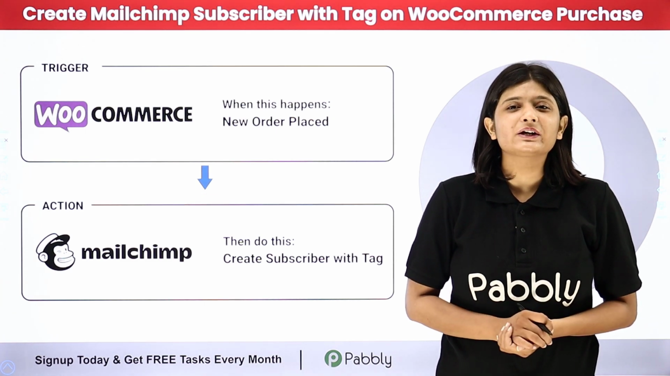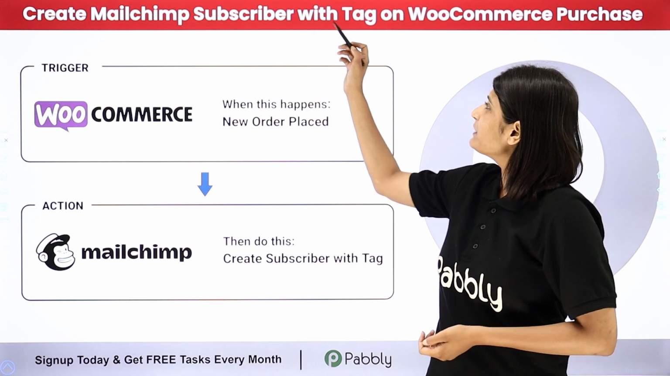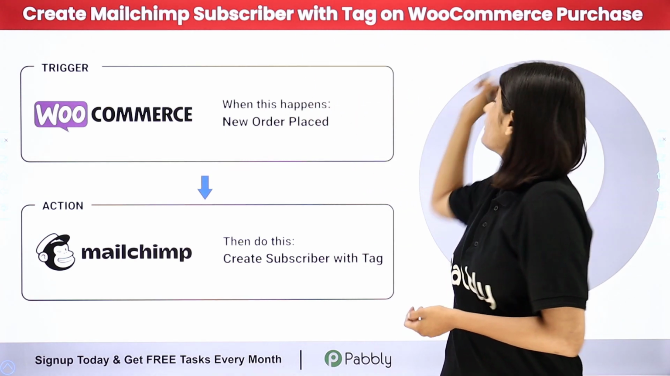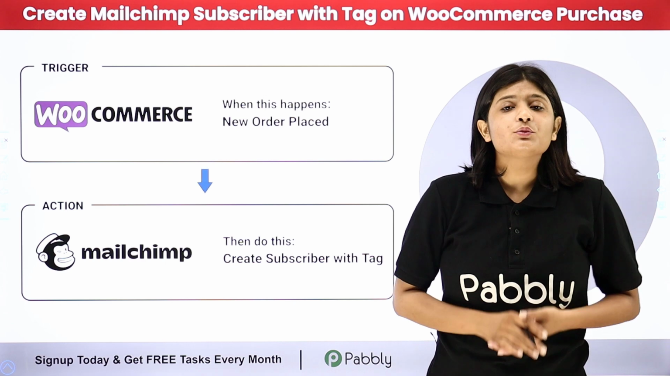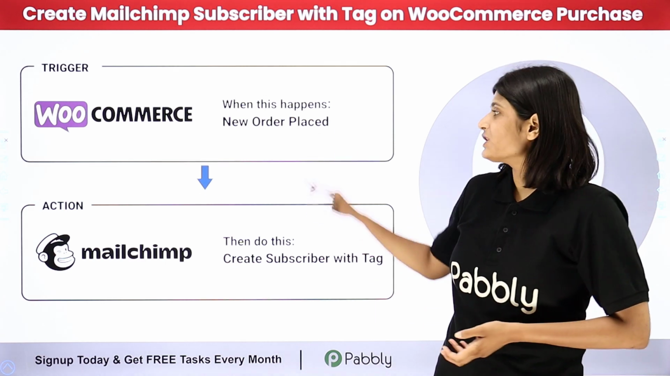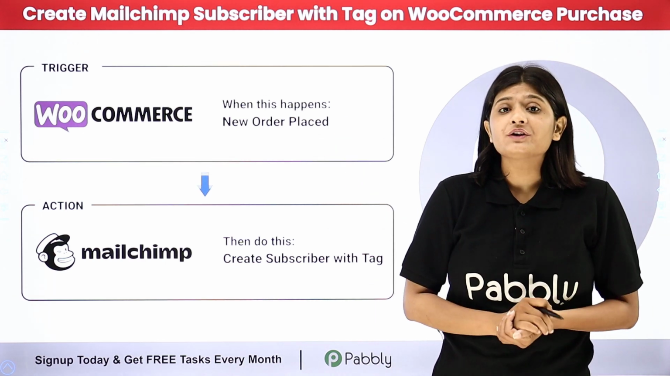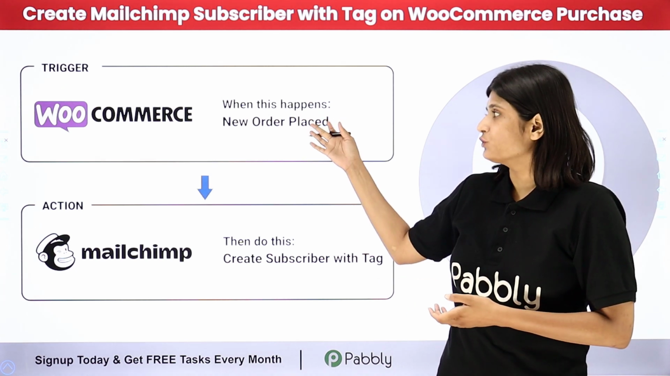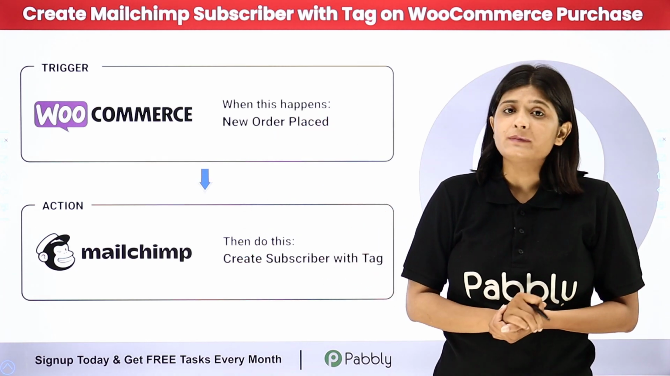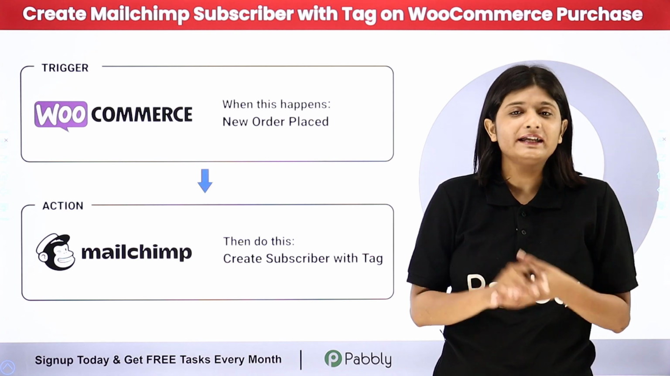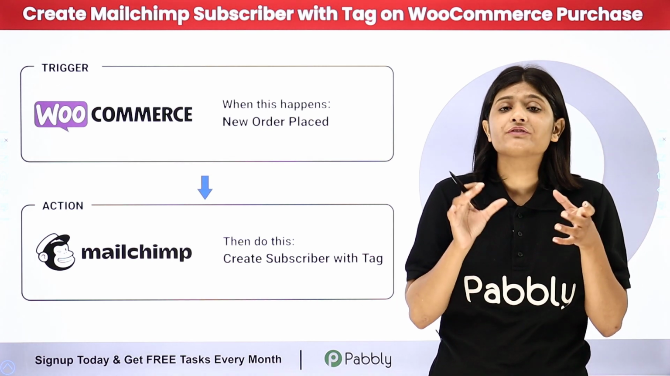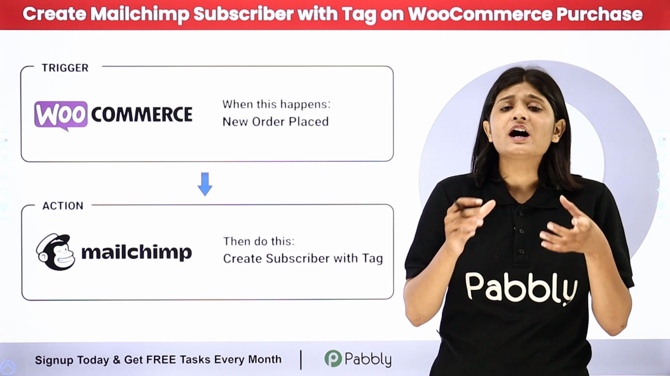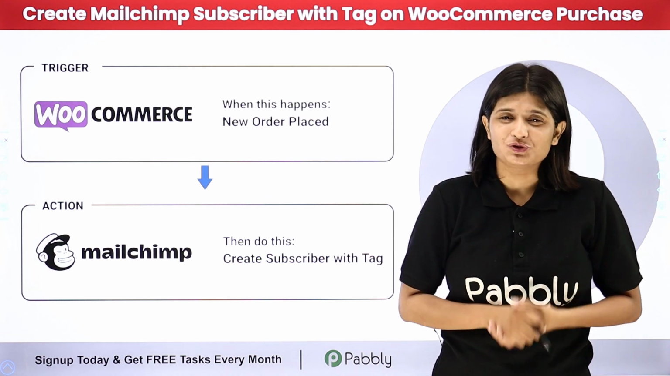So in this video we are going to learn how to create a MailChimp subscriber with a tag on WooCommerce purchase. Let's suppose your customers are making purchases on WooCommerce, and whenever a customer makes a purchase, it is sent to MailChimp and the subscriber is created automatically with tags of that specific product, so that you can send targeted emails and offers in the future.